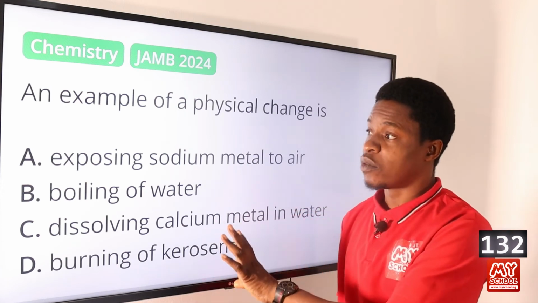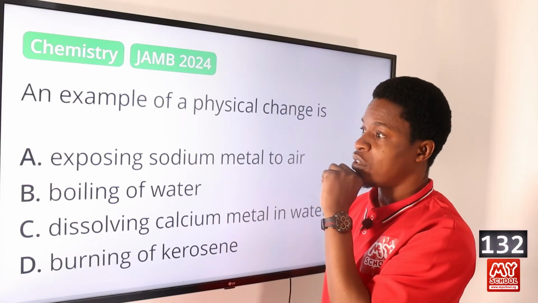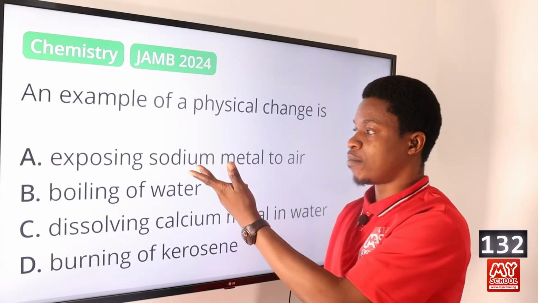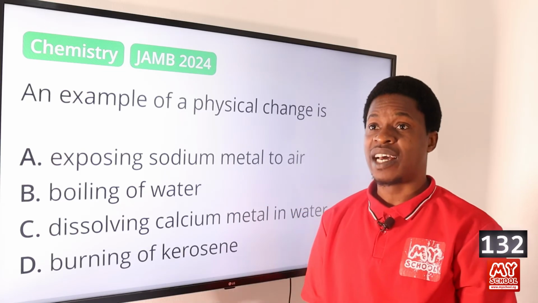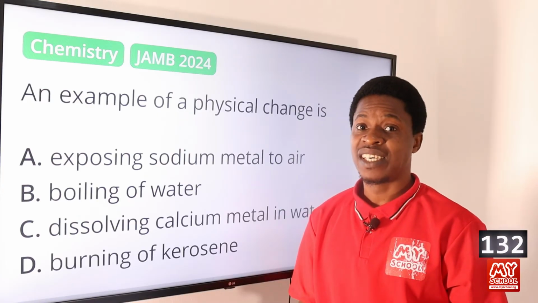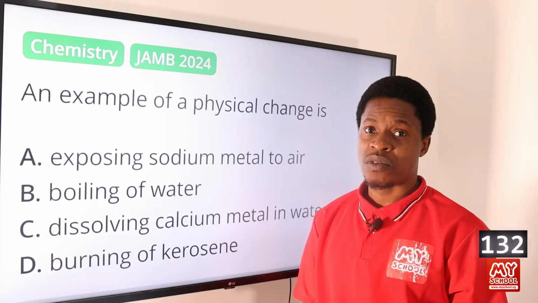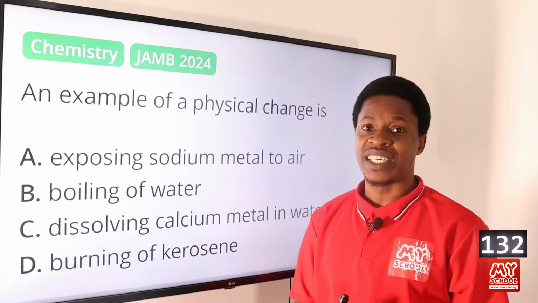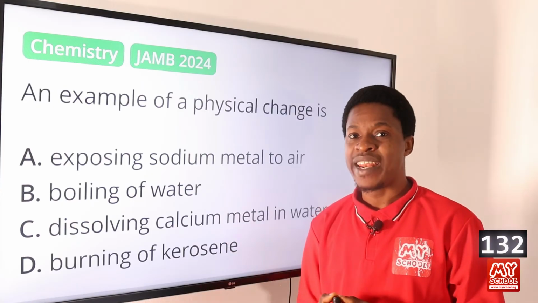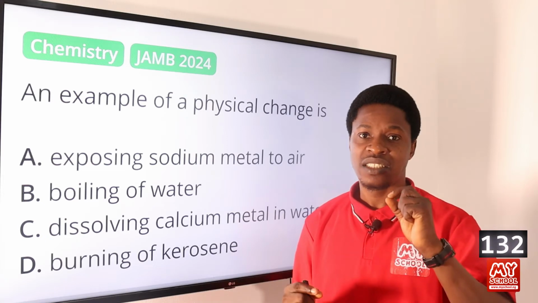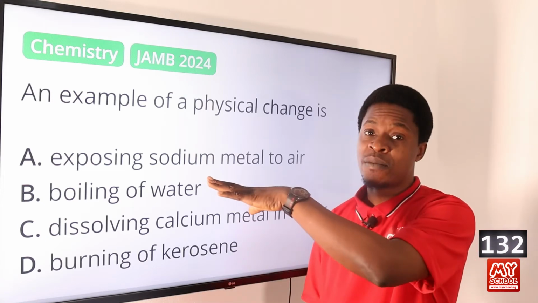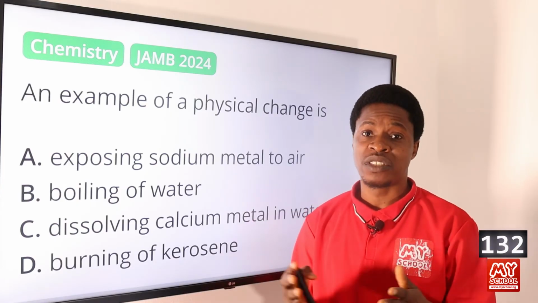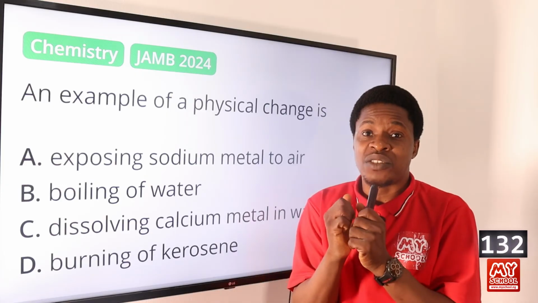So we want to look at this example. Which one fits that definition? Option A says exposing sodium metal to air. You know that sodium is in group 1, and group 1 elements are referred to as alkali metals. Their reactivity with moisture and air is very high. Sodium is highly reactive when exposed to air. It tarnishes so fast. That's why sodium metal is not just kept exposed. It's usually kept under mineral oil or kerosene, just to ensure that it does not react easily.